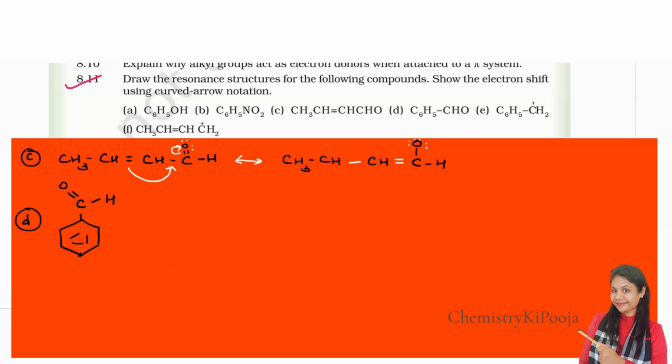Coming to the next one, question E. This is the same as nitrobenzene. Question E, C6H5CH2. Now, what is basically C6H5CH2? It is nothing but benzyl group. So this is C6H5, and on this we have a CH2, which is carrying a plus charge.